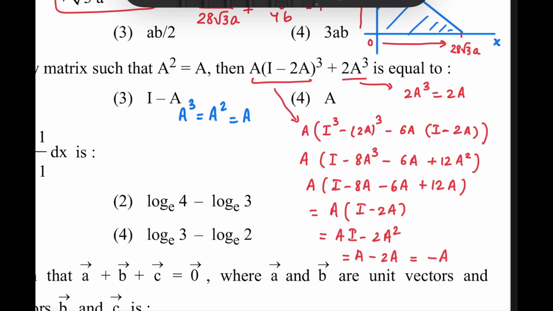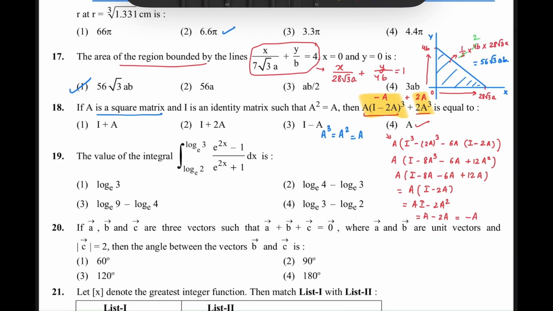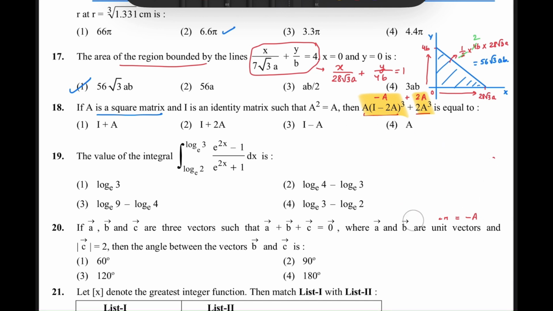So this thing is minus A right here, and this thing is 2A, so minus A plus 2A gives you A. So the final answer is option 4, A. Okay, so again just the algebra of matrices, and which gives you option 4. I hope this makes sense. These are just easy questions based on algebra of matrices.